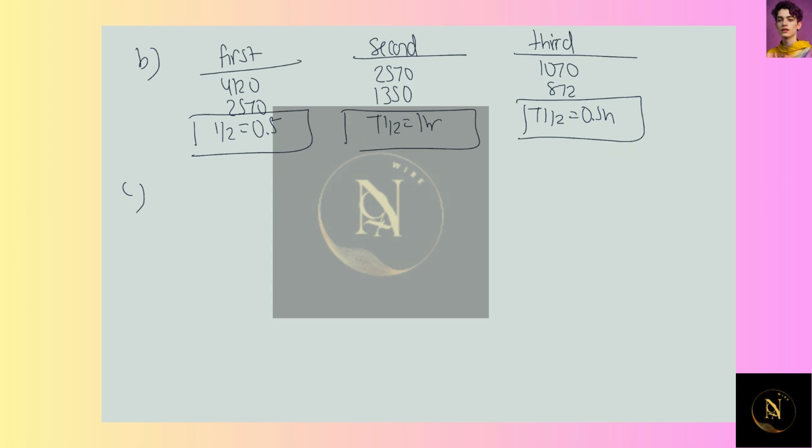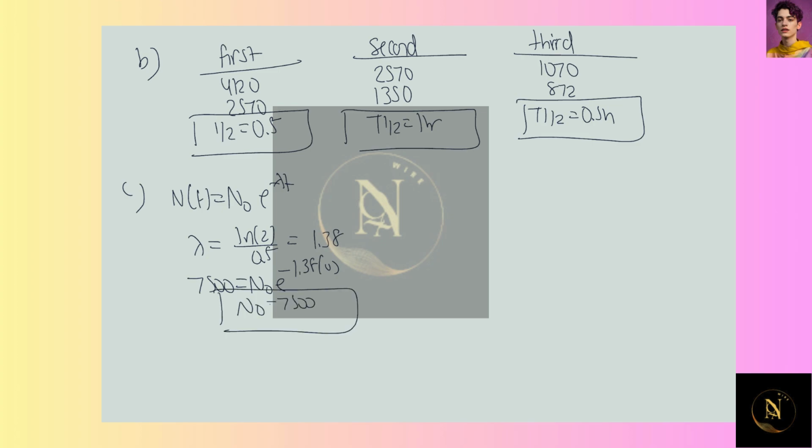To determine that, we can use our decay equation. N as a function of time is our initial number of nuclei, e to the negative lambda t. So for our first nuclide, let's find our lambda, which is ln2 over our half-life. We get 1.38. Now we can plug in 7500 equal to n naught e to the negative 1.38 times 0. So n naught is 7500.